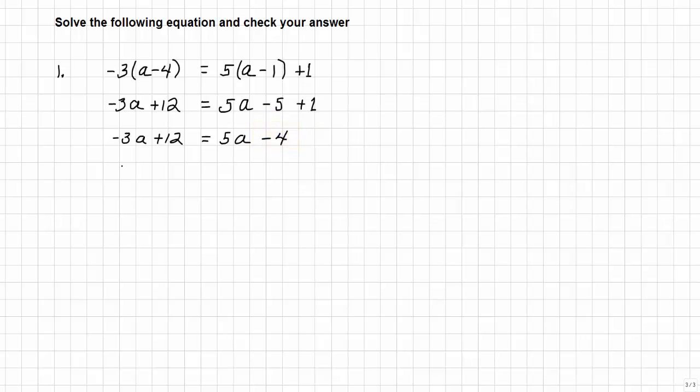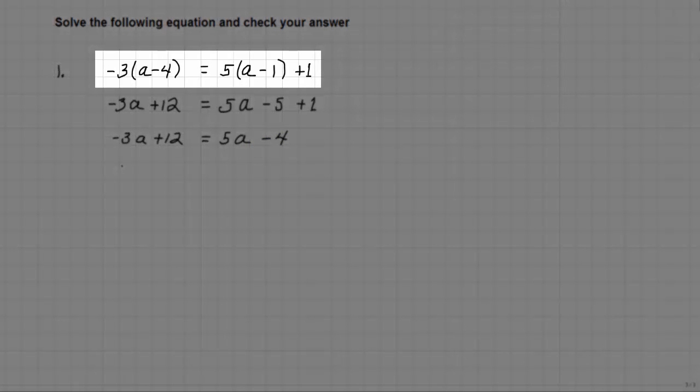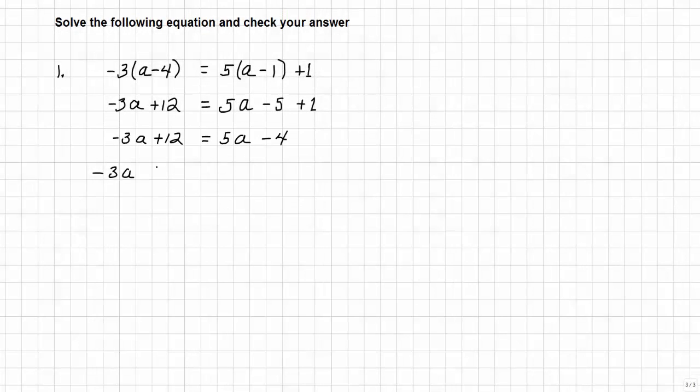You can see now that in 2 brief steps you have gone from an equation with 2 sets of brackets in it to one without any brackets and one that should look familiar to you. We have terms with variables on both sides of this equal sign. I like to keep my variables on the left, so I'm going to eliminate the plus 12 from the left. In order to do that, I have to subtract 12 from both sides of the equal sign.